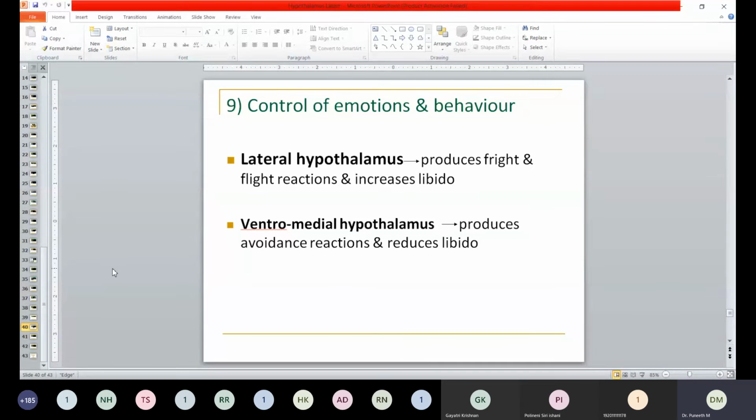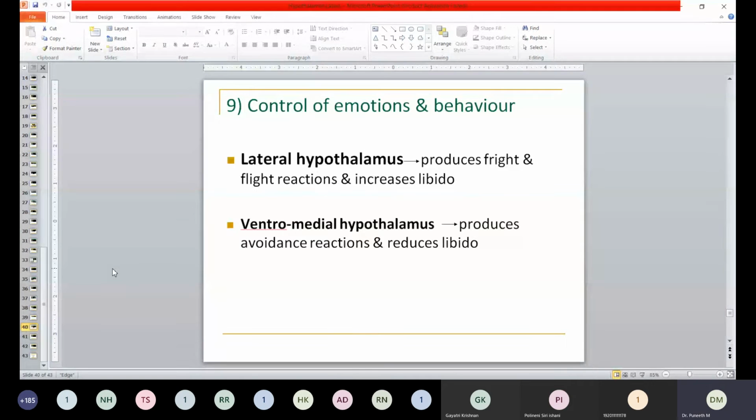So continuing with the functions of the hypothalamus, the next function is its role in controlling emotion and behavior. The limbic system is the one which is mainly concerned with the emotions of a person and behavior control, the way a person behaves and the way the person has emotions like happiness, sadness, anger, everything. So the limbic system helps in controlling emotions and how the person behaves in different circumstances.